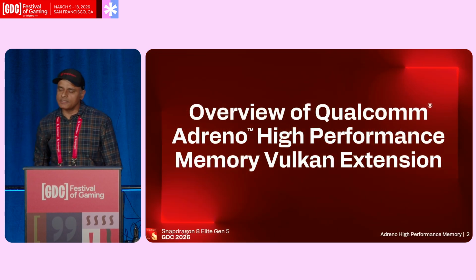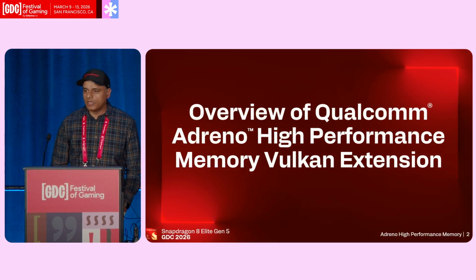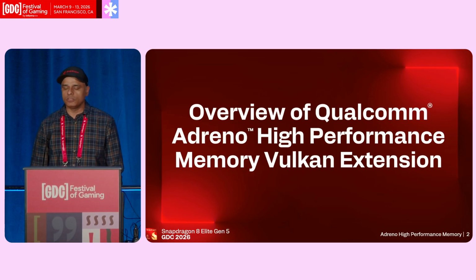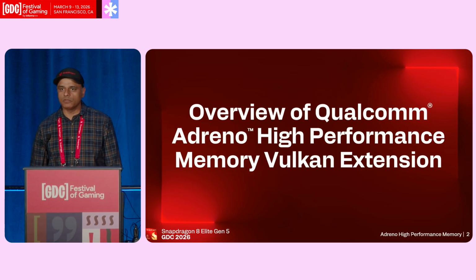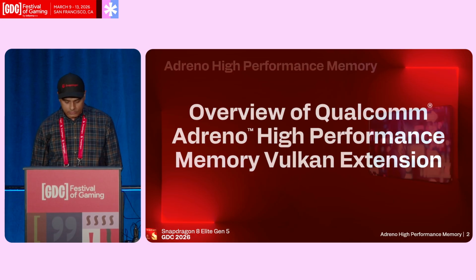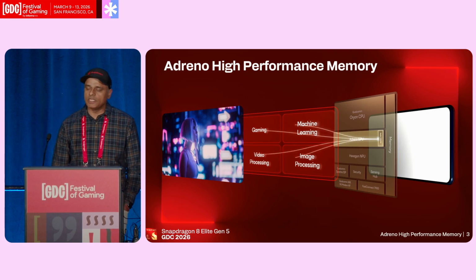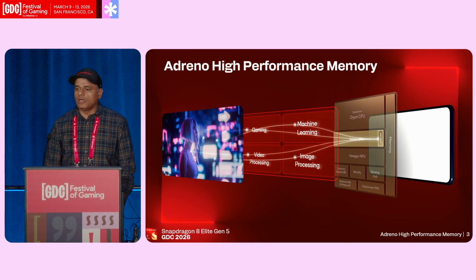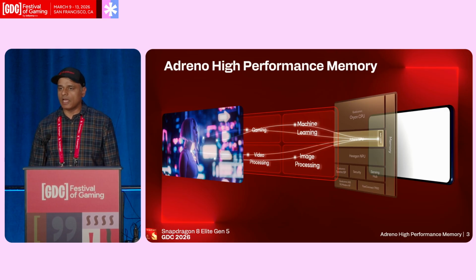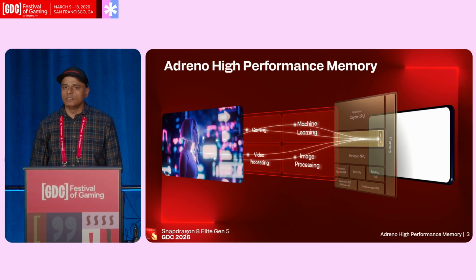This is a Vulkan-facing view of Adreno High Performance memory about the resource allocation and command buffer binding model and the best practices of using the Vulkan API. So what do we mean by the Adreno High Performance memory? It's an on-chip memory, which is low latency and high bandwidth memory. It is designed for improved power efficiency and high performance.